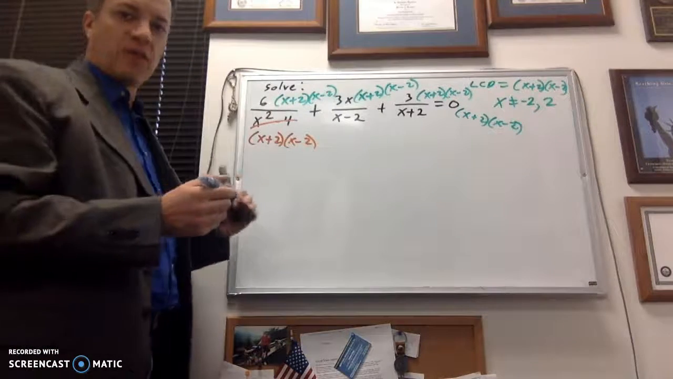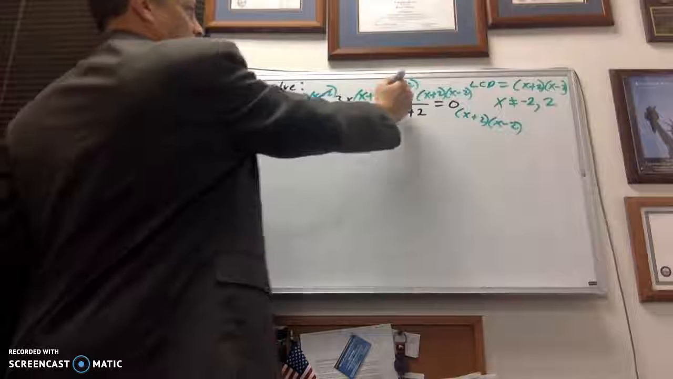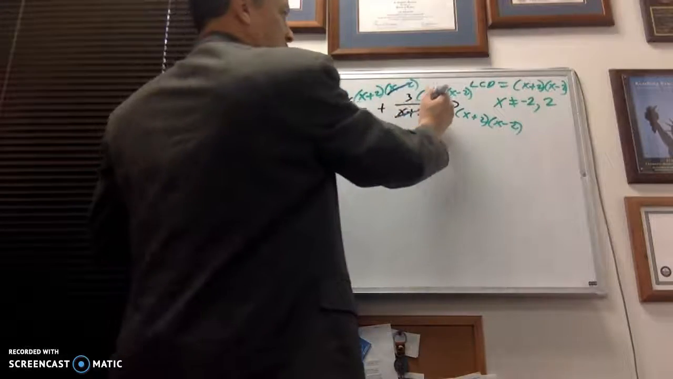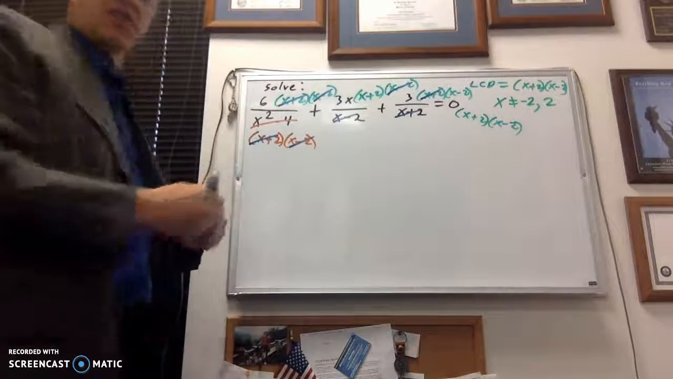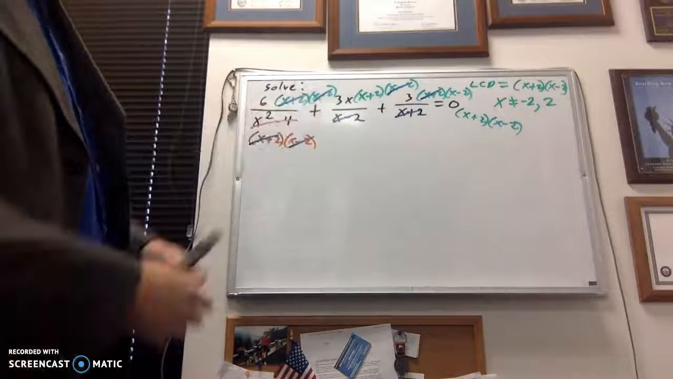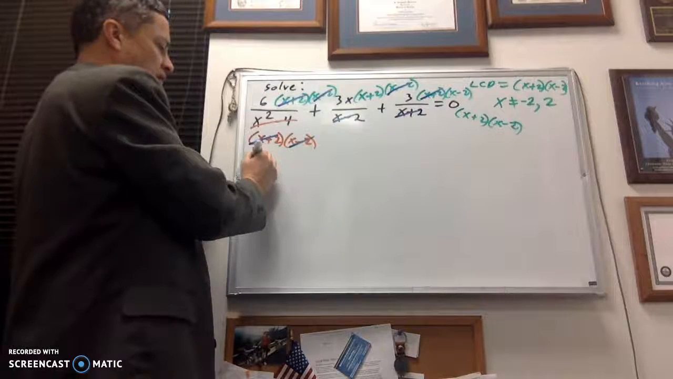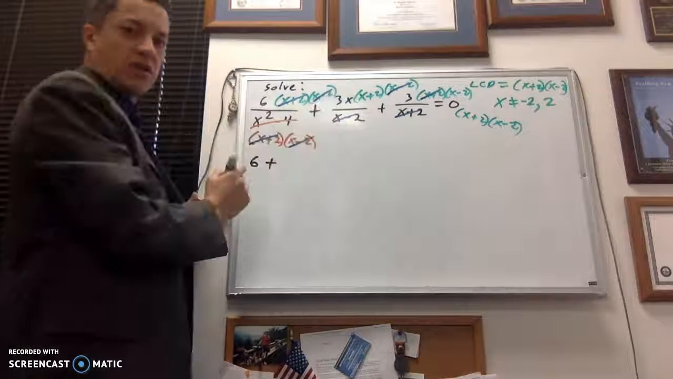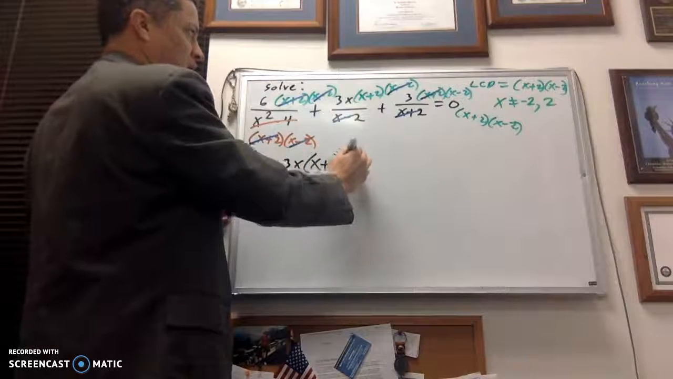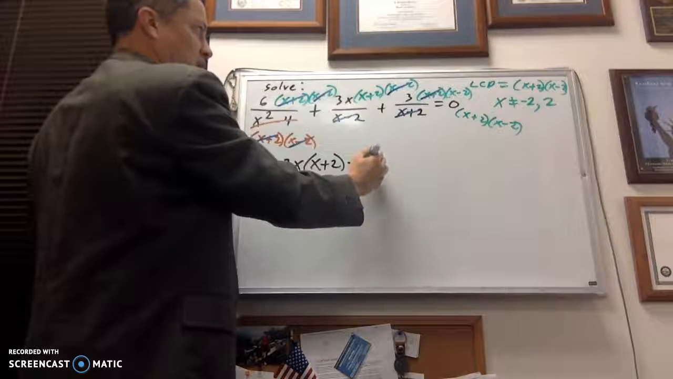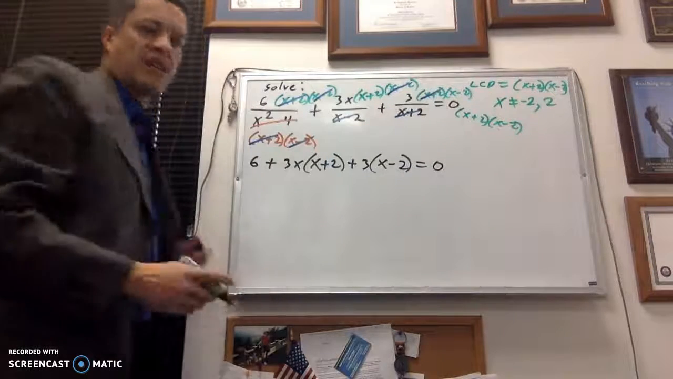My next stage, I should not have any more fractions, right? So my x plus 2 drops here, my x minus 2 drops here, my x minus 2 drops here in the second term. In the third term, my x plus 2 will drop. And on the other side of the equation, that's still going to be a 0, because 0 times anything is 0. So let's see what we've got left. My first term, the only thing I have left is a 6. My second term, the only thing I have left is 3x times the quantity x plus 2. My third term is going to be 3 times the quantity x minus 2. And on the other side of the equation, it's still 0.